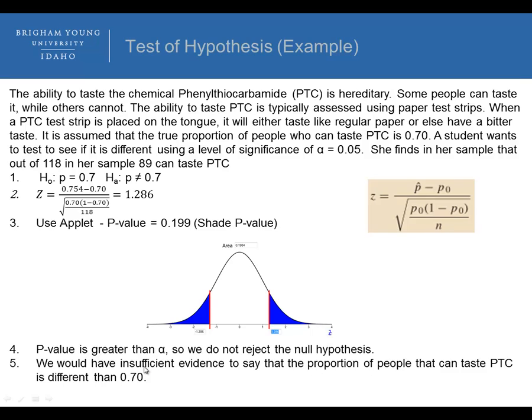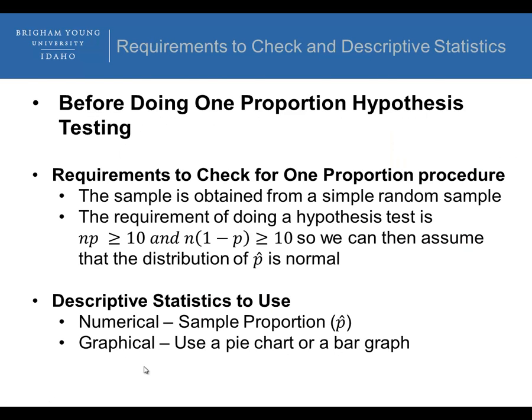And finally, on the last slide, before doing a hypothesis test, check the requirements. So first is to check to see if it's a simple random sample, and then the requirement of doing a hypothesis test is to check to see if two values are greater than or equal to 10. If we take sample size times our population proportion, if that's greater than or equal to 10, and if our sample size times 1 minus our population proportion is greater than or equal to 10, if both of those hold, we can assume that the distribution of p hat is normal.